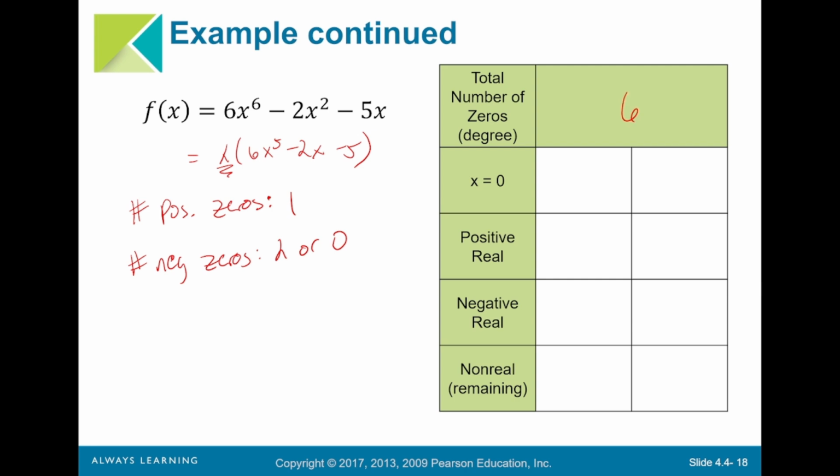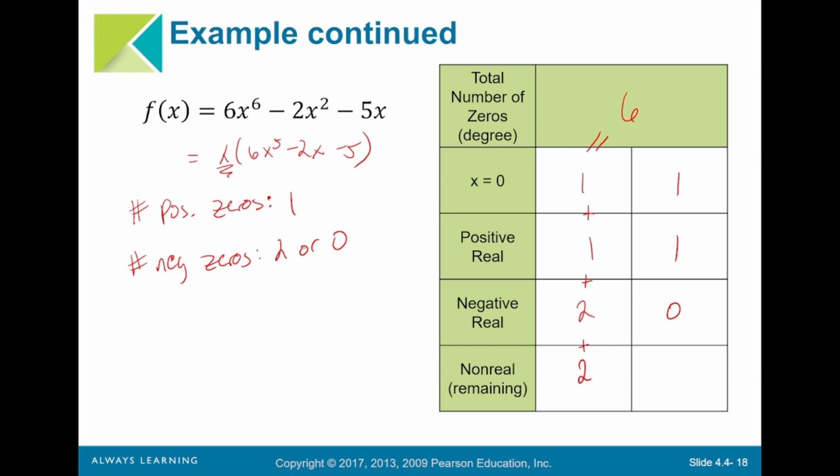So the degree of this polynomial is 6 because our largest exponent is 6. We know x equals 0 is in there, so we have to have that as a root. If we have a positive number of zeros, we must have exactly one of them. If we have a negative number of zeros, it could be either 2 or 0. And now just looking at our remaining, I have 1 plus 1 plus 2 gives us 4. I need another 2 of them to give me 6.